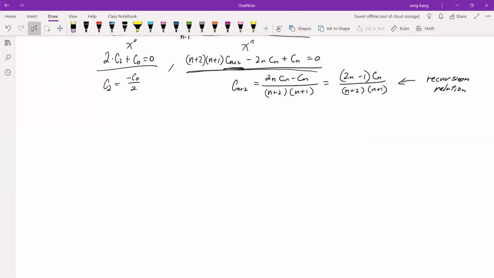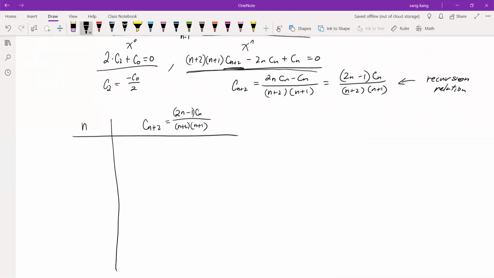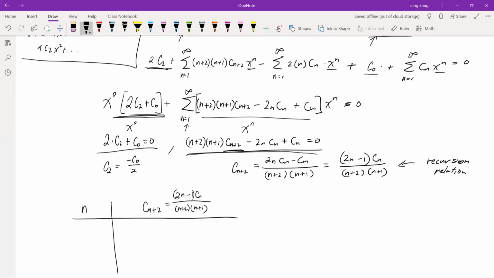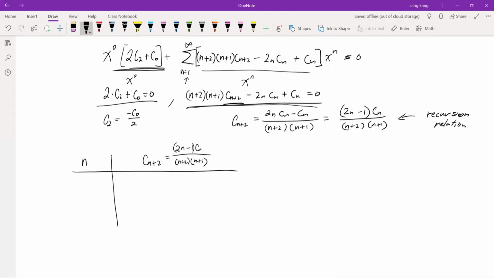So c_(n+2) equals my recursion relation. Here's my table. So again, I don't necessarily have to start at 0, and I really shouldn't, because I don't need to, because my sum starts at 1. But if I had started at 0, look what happens.